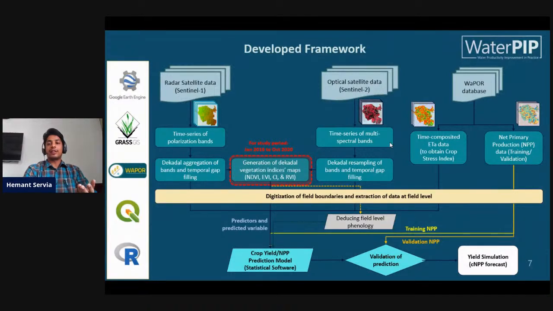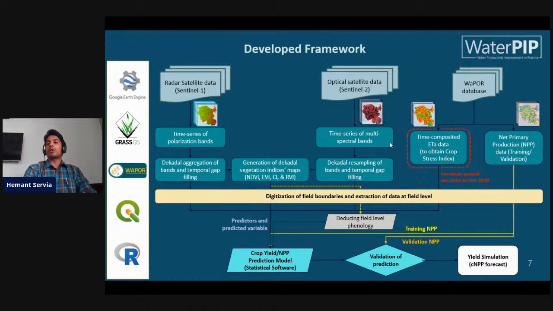In addition to the multispectral bands and polarized bands of Sentinel-2 and Sentinel-1, respectively, several vegetation indices were also used as input variables, including the normalized difference vegetation index called NDVI, enhanced vegetation index called EVI, red edge chlorophyll index called CI, and radar vegetation index called RVI.